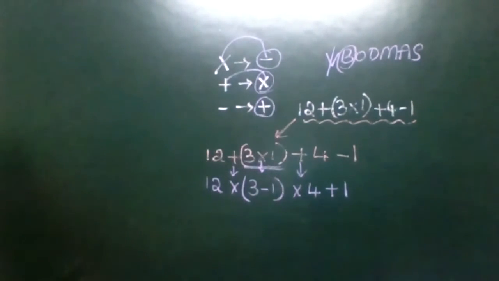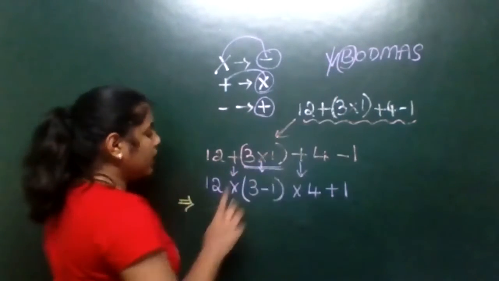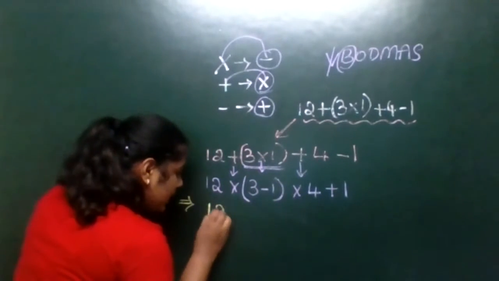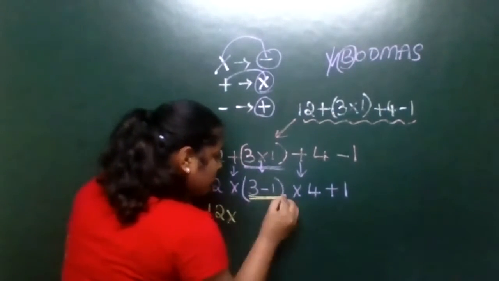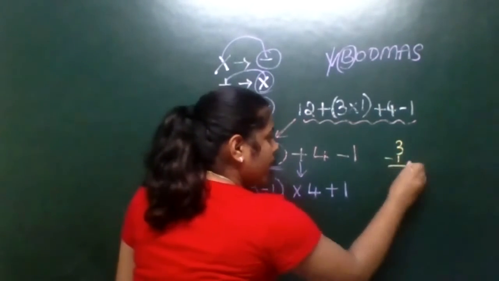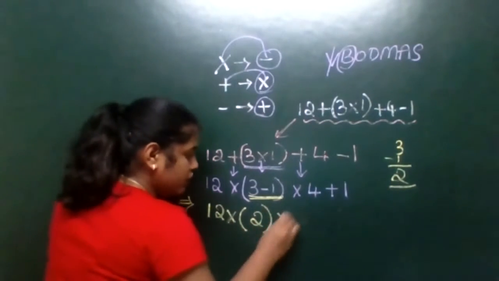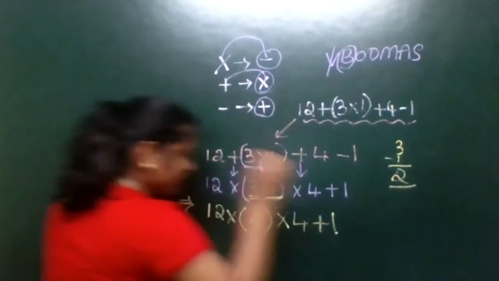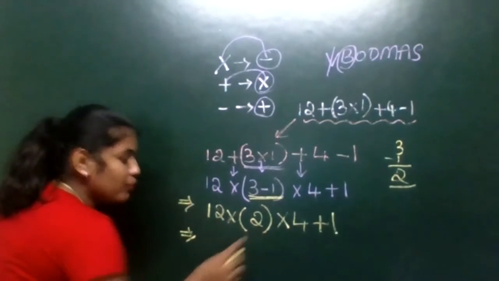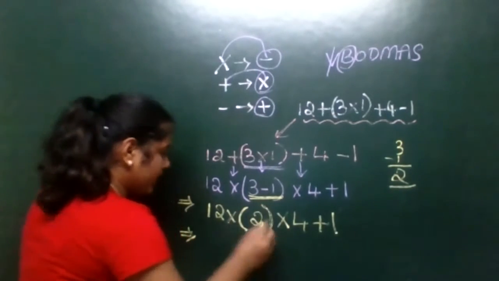Let me do the third step. 12 into, solve this bracket. 3 minus 1 is 2. Okay, 2 into 4 plus 1. Students, see here, this sign indicates multiplication.